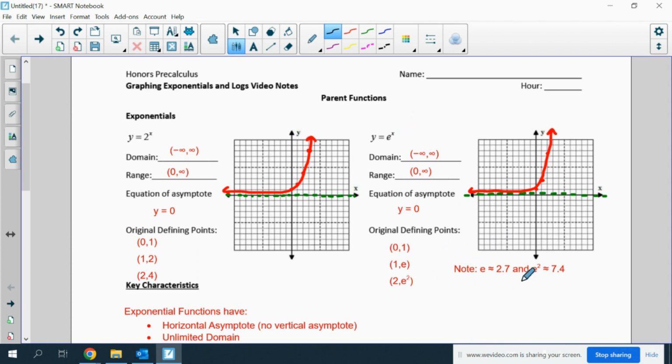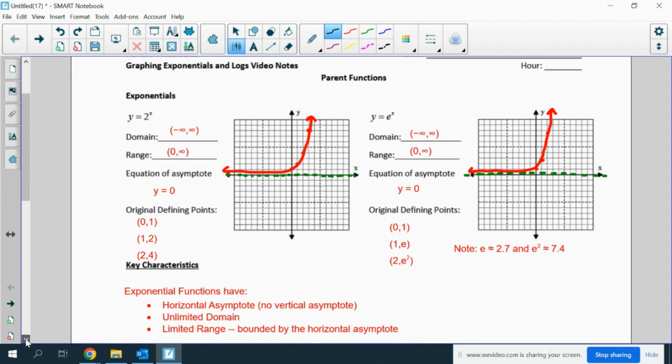Now we will expect you to be able to do e to the x without a calculator, and so in order to understand that, we just approximate e on our graph as 2.7 or so, and e squared is 7.4. So essentially what you have to do is put a dot somewhere between 2 and 3 and put a point somewhere between 7 and 8 as you're graphing it. So it shouldn't be that difficult.